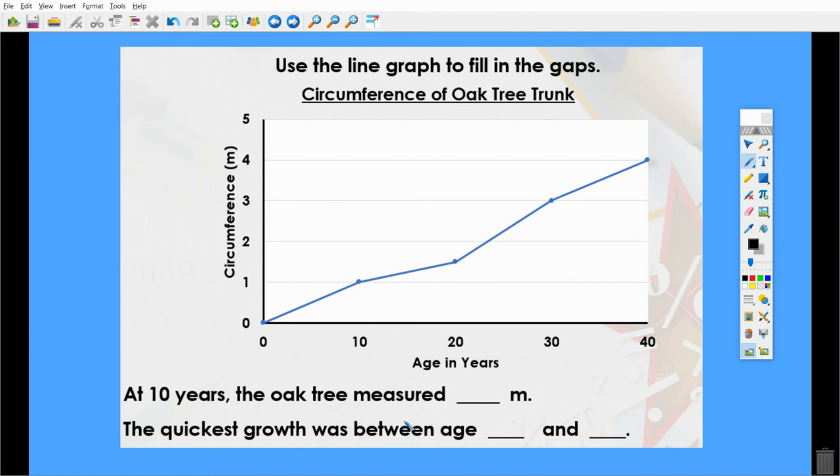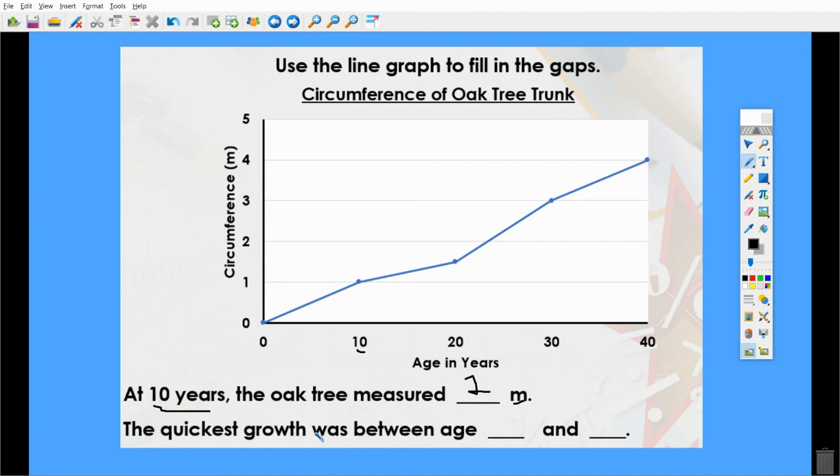Okay, it might ask you to look at the data and to tell me how many it was. But you just have to read it really carefully. At 10 years, this is 10 years, the oak tree measured how many meters? So you go along to 10 and you see how many meters did it measure? How many meters was the oak tree? It's at the number what? It's at the number 1.